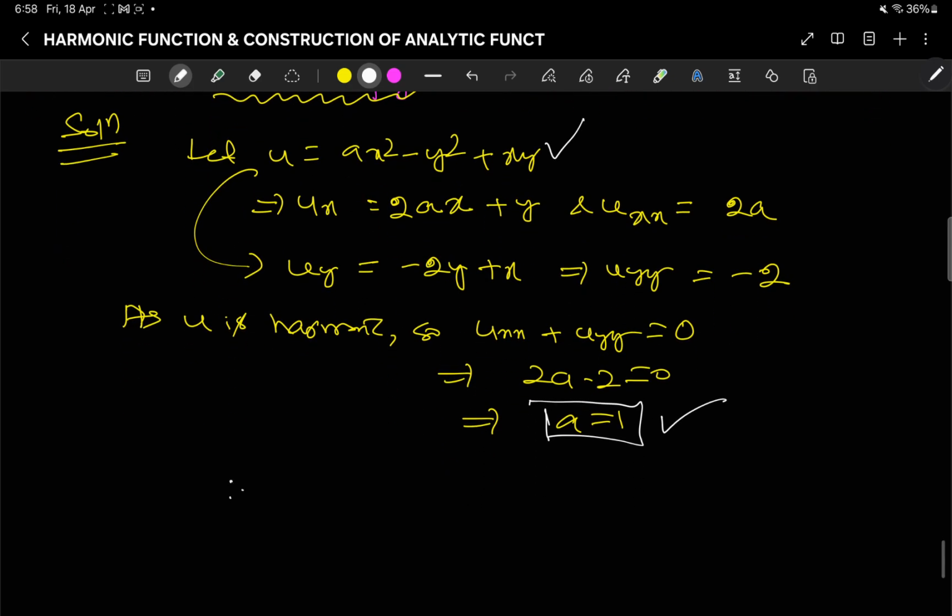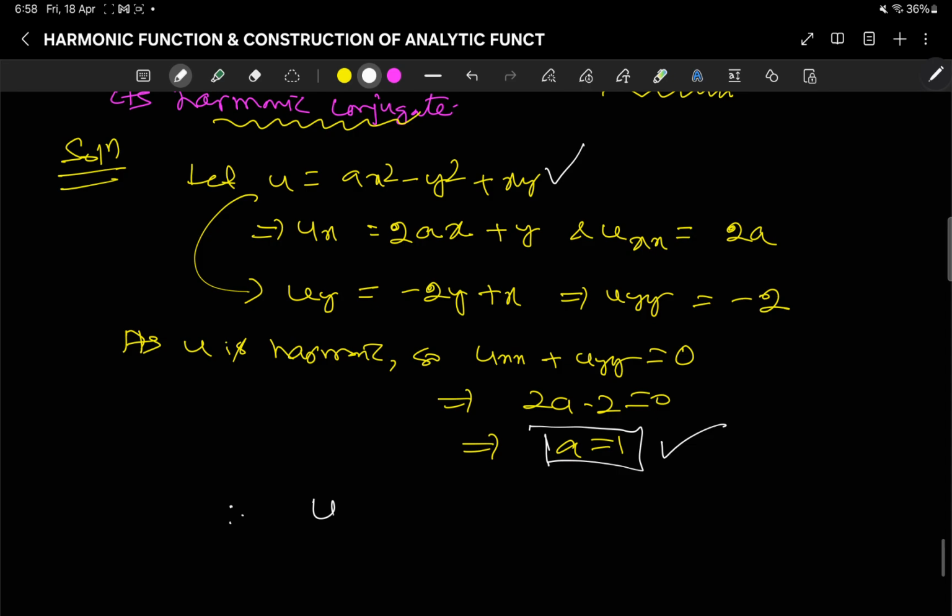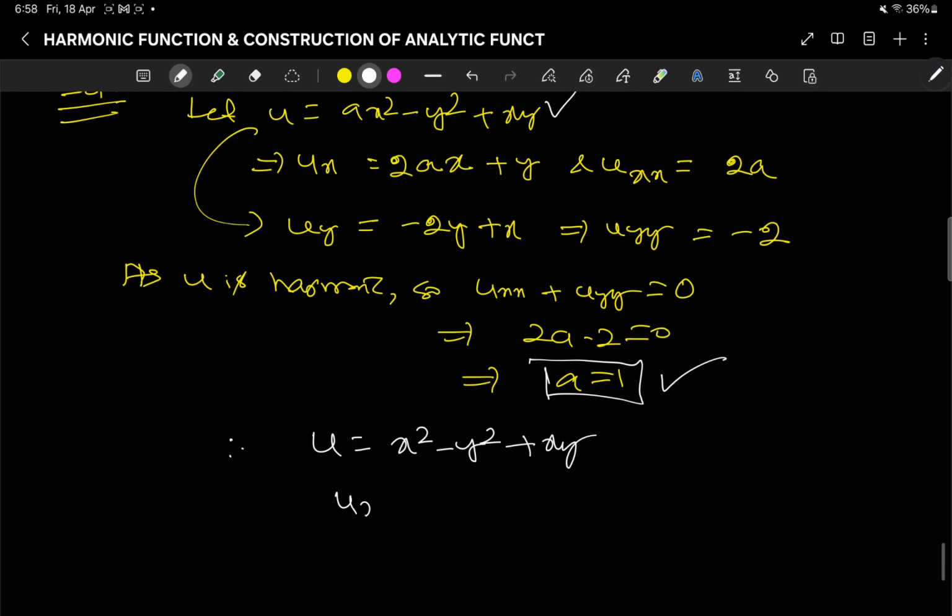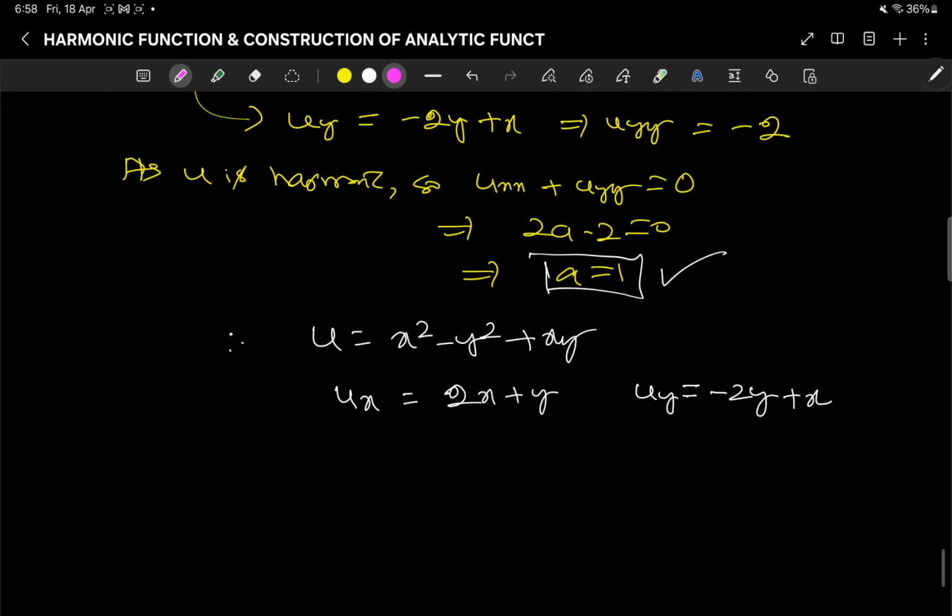So therefore my u is equal to x square minus y square plus xy. Okay, so what is your ux? ux is 2x plus y. And what is your uy? uy is minus 2y plus x. So to apply the Milne's formula, what is ux(z,0)?